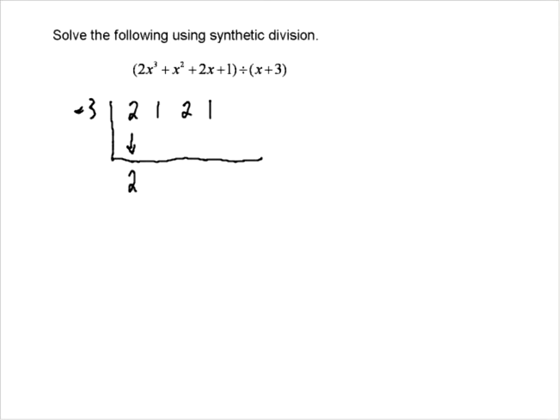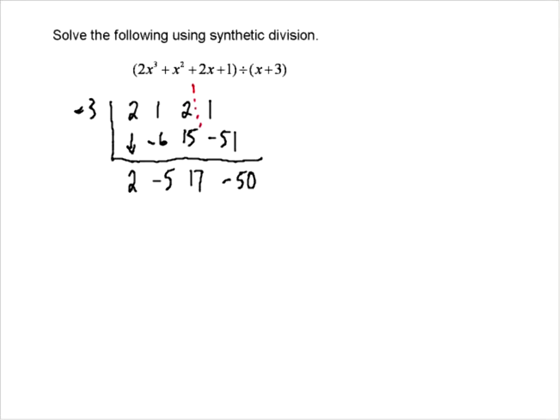Now we can just do synthetic division. We bring down the first number to start, which is a 2. Now we start multiplying and adding. 2 times negative 3 is negative 6. 1 plus negative 6 is negative 5. Negative 5 times negative 3 is 15. 2 plus 15 is 17. 17 times negative 3 is negative 51. Negative 51 and 1 is minus 50.